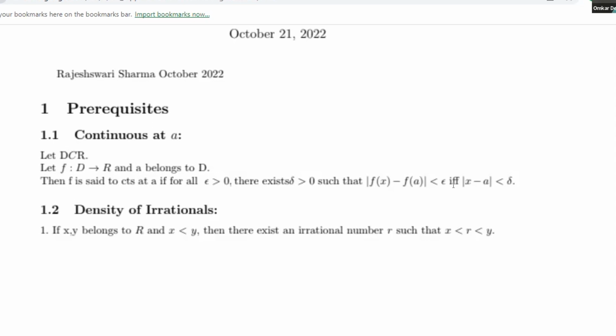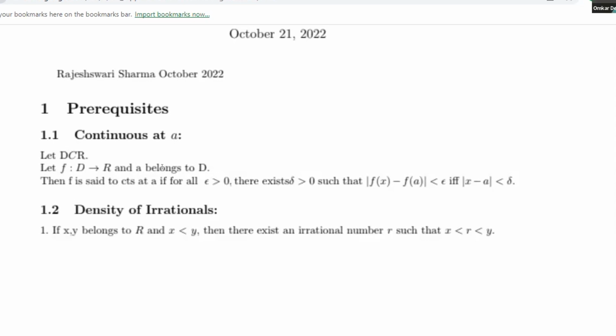Can you give an example? Can you think of an example? No, instead, first, if you can tell which way it's correct. Okay, let's see which way it's correct. If fx minus fa is less than epsilon, that implies that mod x minus a is less than delta. Okay.